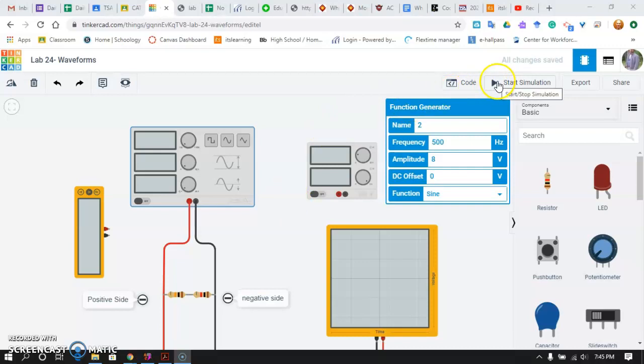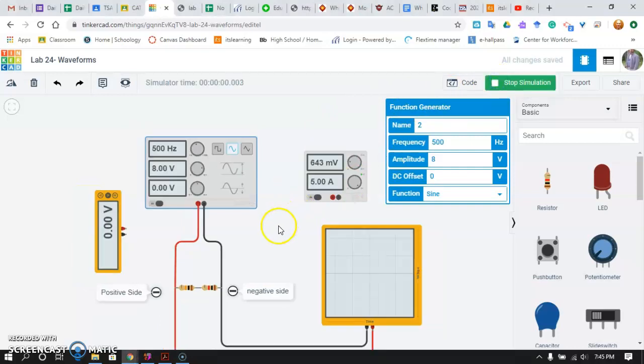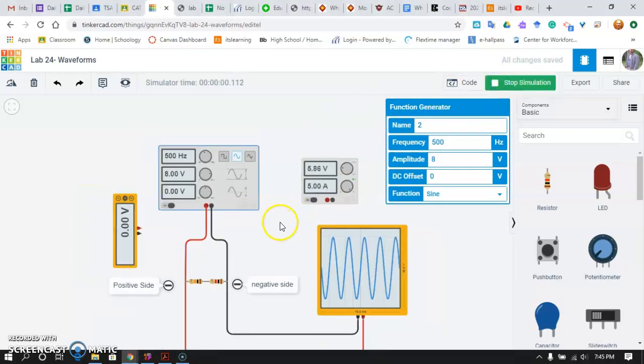So we're going to start the simulation over here. And I'll roll this out just a little so you see your whole waveform. So here we go. We got 8 volts coming on our screen, 500 hertz. You see over here, I left the DC power supply out here. It is not connected to my circuit. It's just hanging out here. My main concern is, what is the oscilloscope doing?